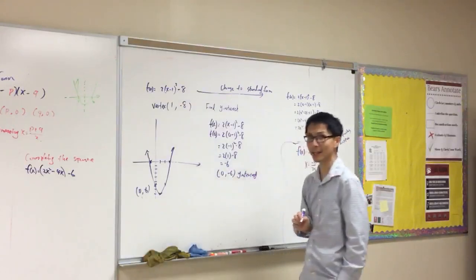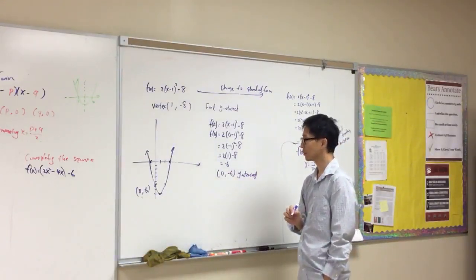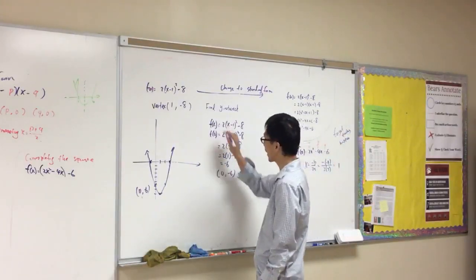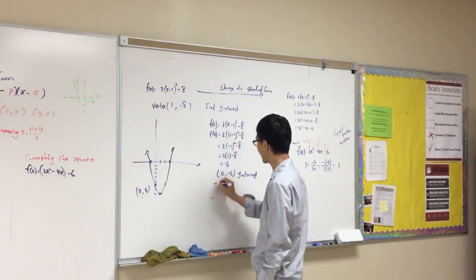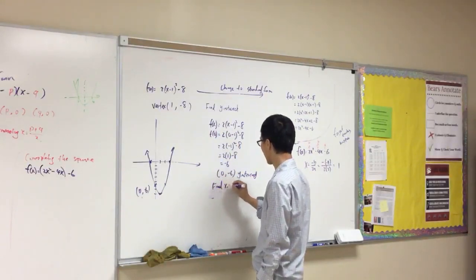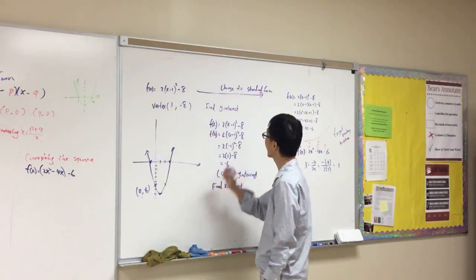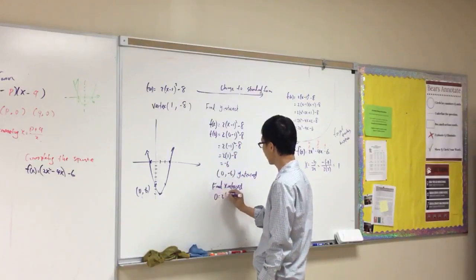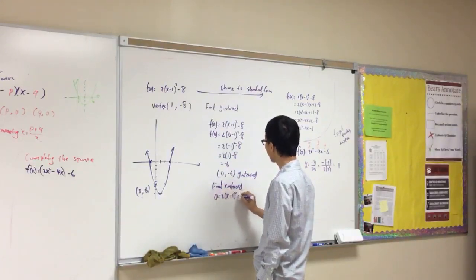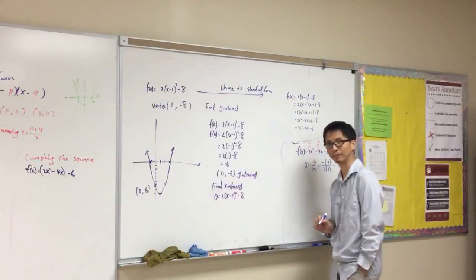How do I find the x-intercept? Set y to 0, so f of x equal to 0, right? So that means f of x is equal to 0, so 0 is equal to 2 times (x minus 1) squared minus 8. How do I solve this equation? Order of operations.